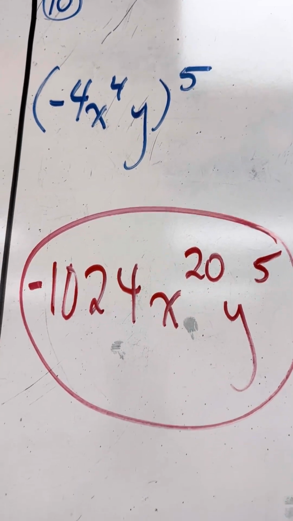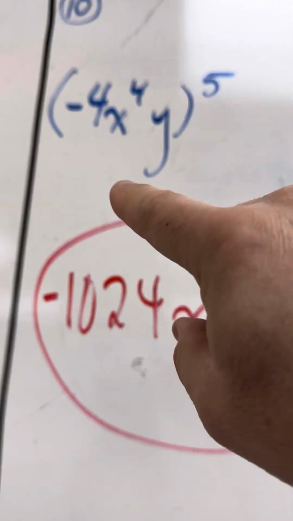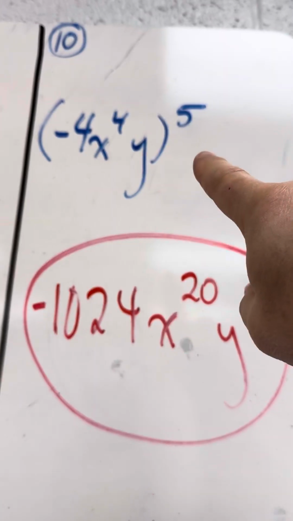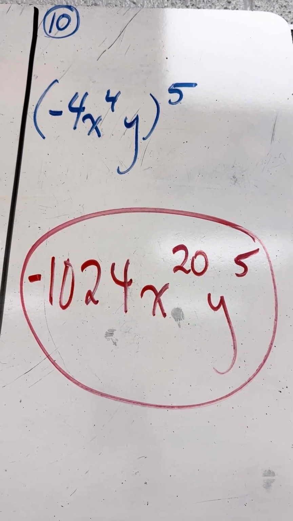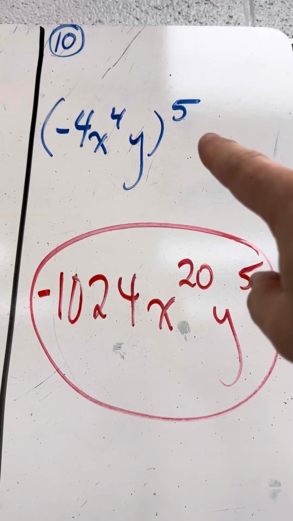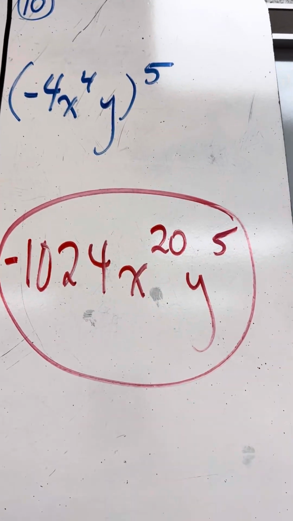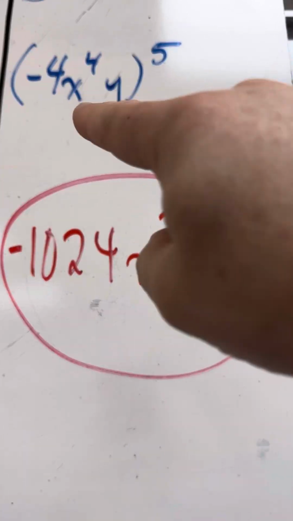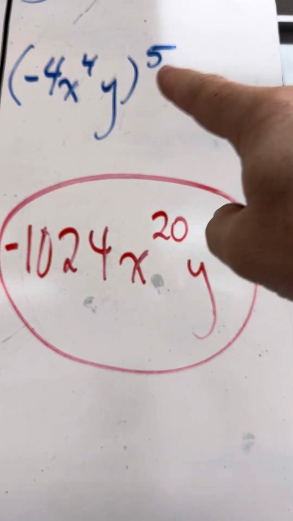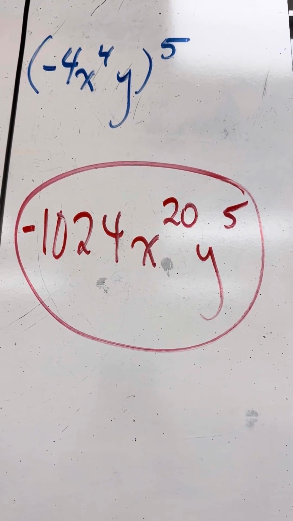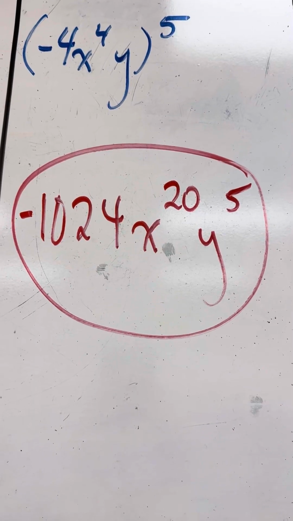Negative 4 to the fifth power. Now you're going to have a negative answer because you have a negative to an odd numbered power. What is 4 to the 5th power? Use a calculator to get 1,024. 4 times 5 is 20. 1 times 5 is 5. You have negative 1,024. X to the 20th, y to the 5th.